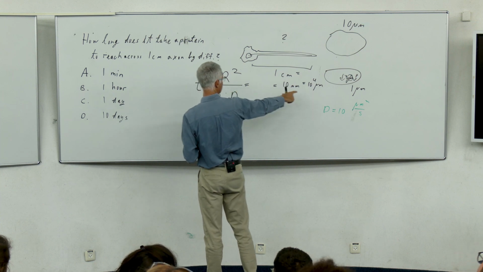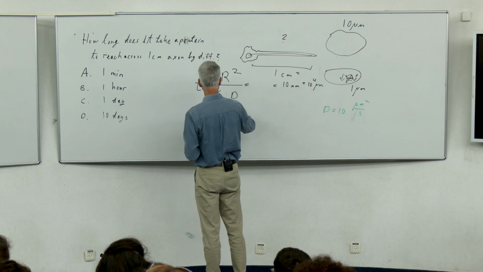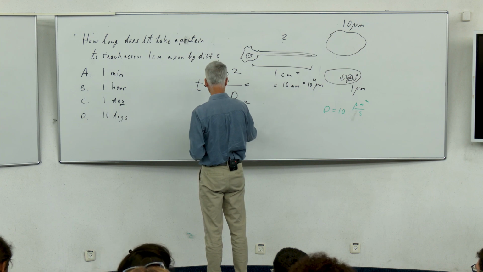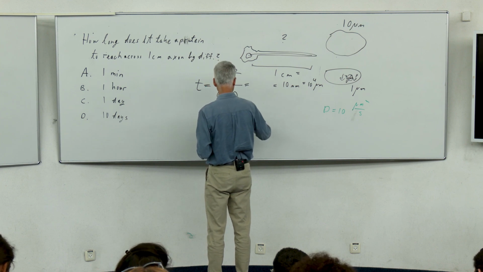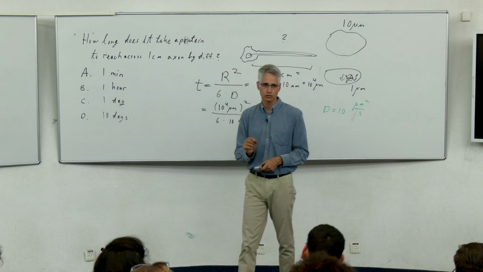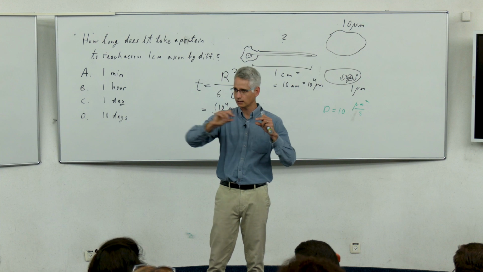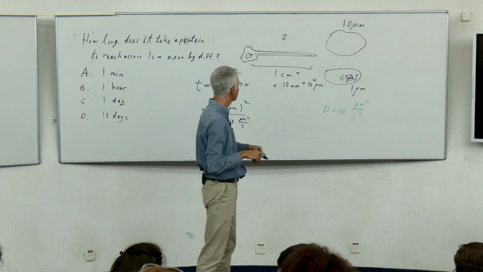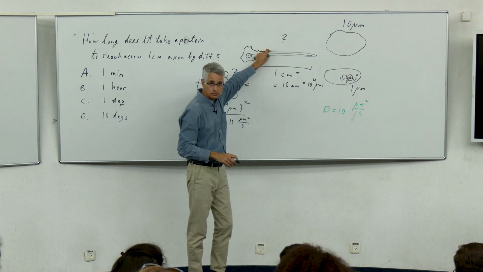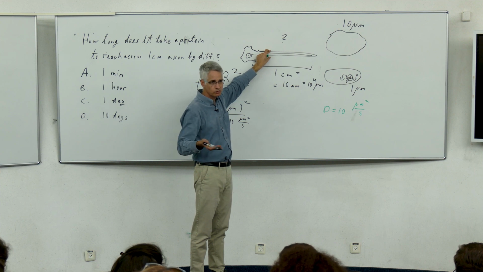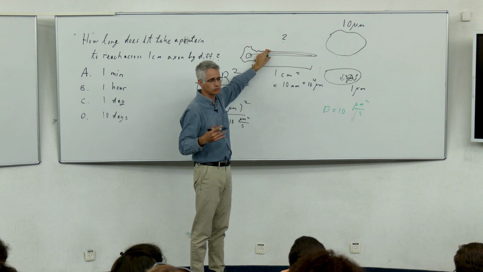So R squared, I need to plug in 10 to the 4 micrometers squared, divided by, again, 6, times 10 micrometers squared per second. By the way, I'm keeping the 6, because even though to us it looks one-dimensional, for the protein this has a width. How much? A few microns, probably a few microns, not a micron.